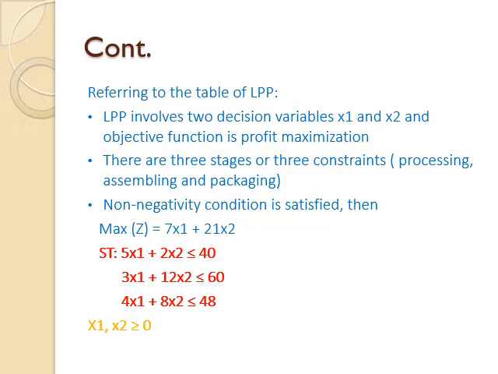Then max Z equals 7x1 plus 21x2. 7 is the profit of 1 unit of x1 as stated in the previous table. 21 is the profit of 1 unit of x2. This is our objective function.